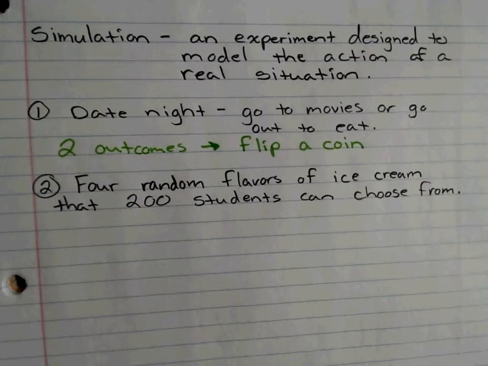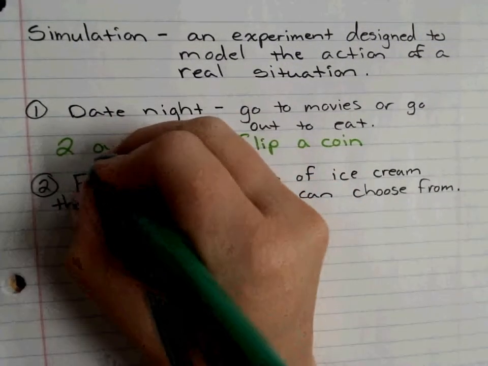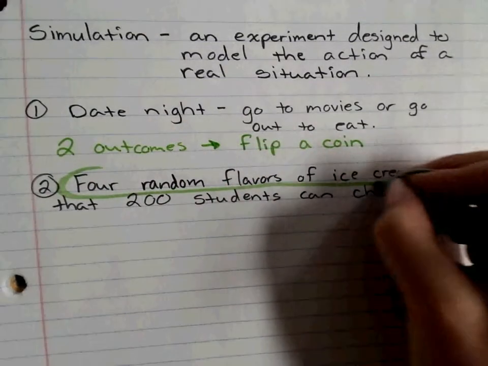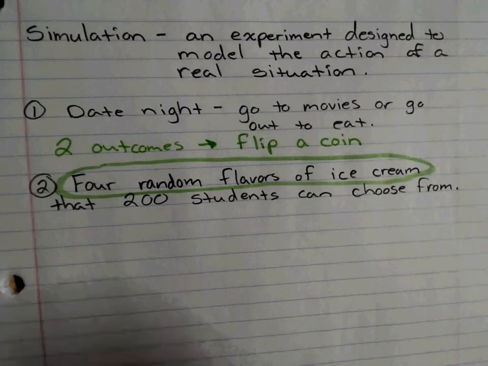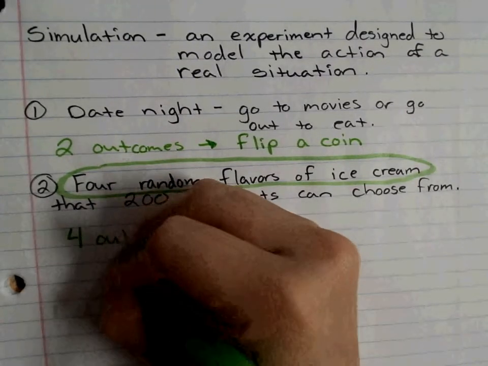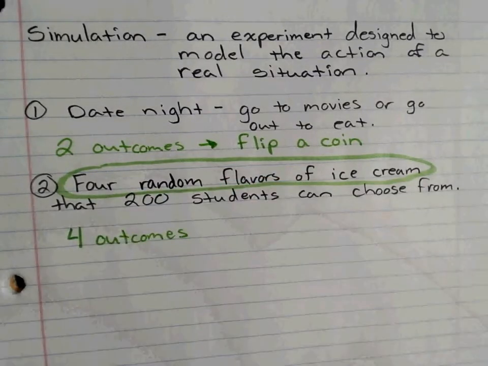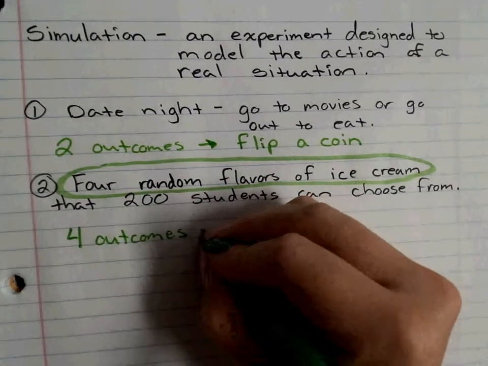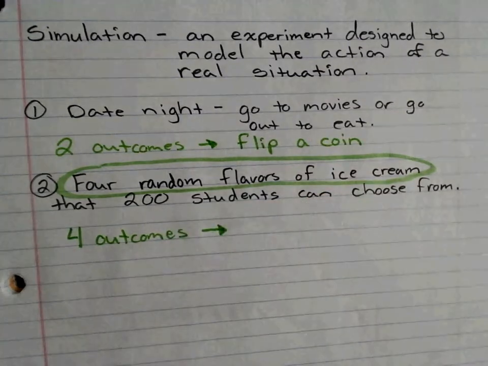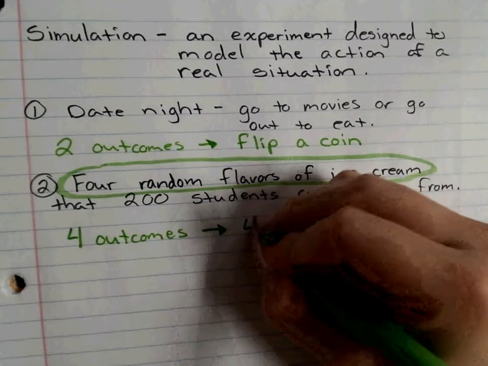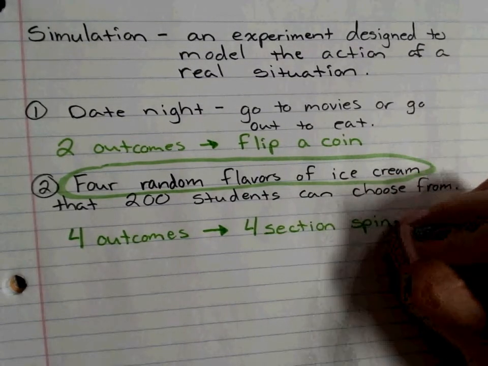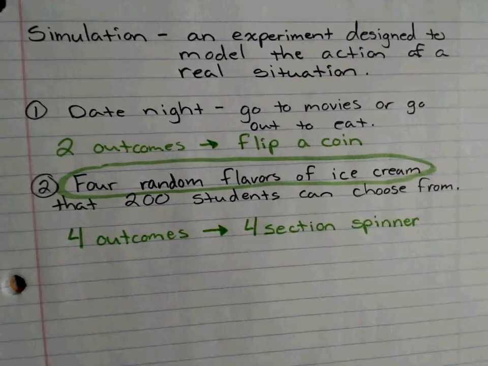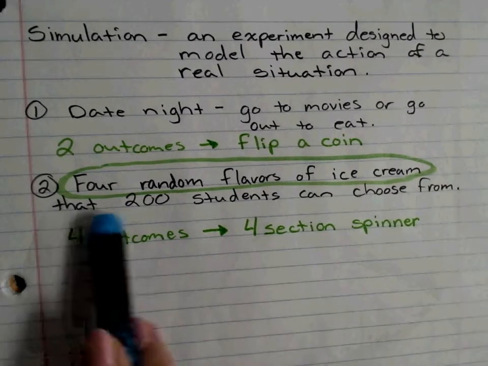Maybe you got vanilla, chocolate, strawberry, and mint chocolate chip, who knows? So right here, these 4 random flavors of ice cream, those are representing your 4 outcomes. So if we know we have 4 outcomes, typically what we go with is a spinner. A 4-section spinner. And you're going to want to identify how many sections there are. So we'll say it's a 4-section spinner.